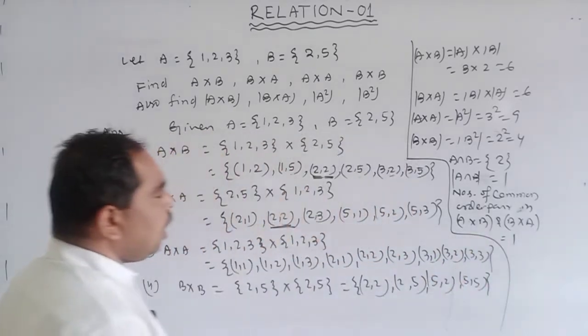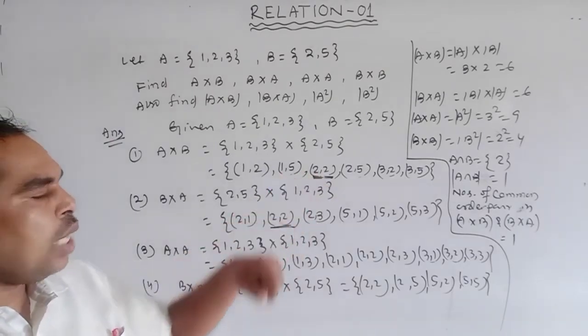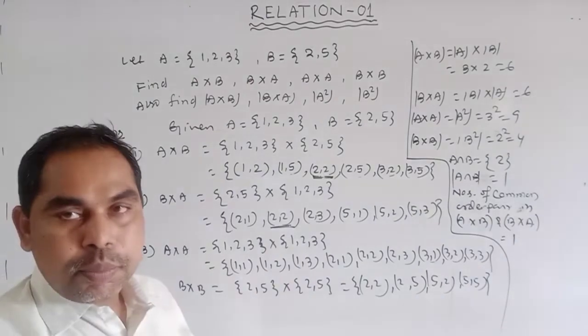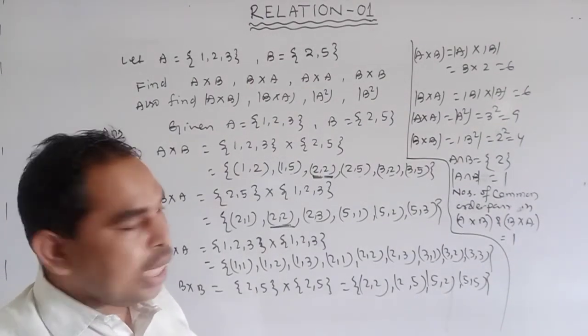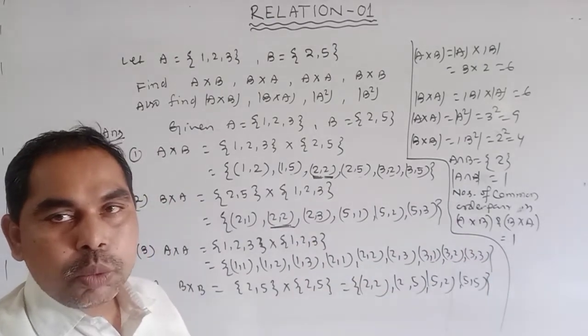Number of common ordered pairs means 2 2, because the intersection contains one element. So 1 square, that is r square, where r is equal to 1. So r square means 1. Okay, so the number of common ordered pairs is 1.